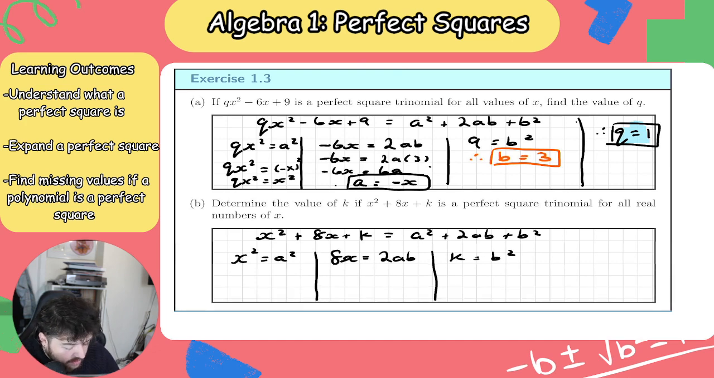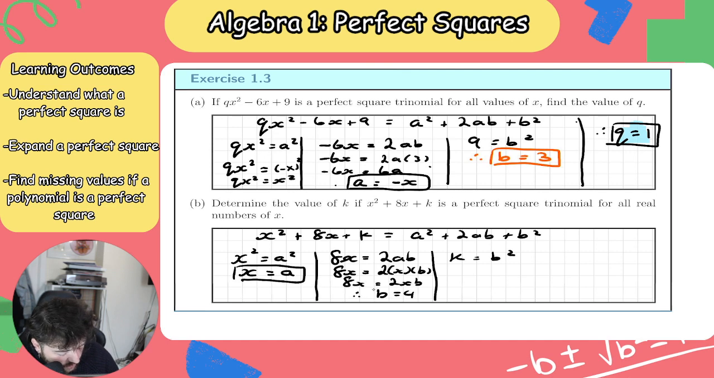So again, let's look at something I can solve. Okay, a on its own, a is going to equal x, because x squared is equal to a squared, so therefore a is equal to x. Here, I have 8x. I know a is equal to x, so I have 2 times x times b. 8x is equal to 2xb, divide both sides by 2x. I'm going to have b is equal to 4.